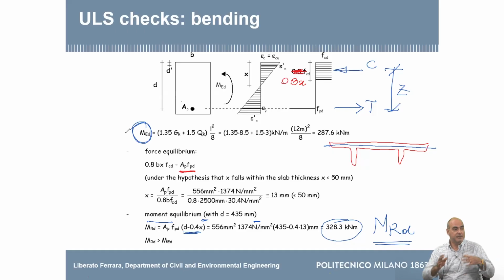Well, it's still the loads multiplied by L squared over 8. But at the ultimate limit states, we have to factor the loads as well. So you see that for dead loads, the factor is 1.35. For live loads, the factor is 1.5. These come from the codes.